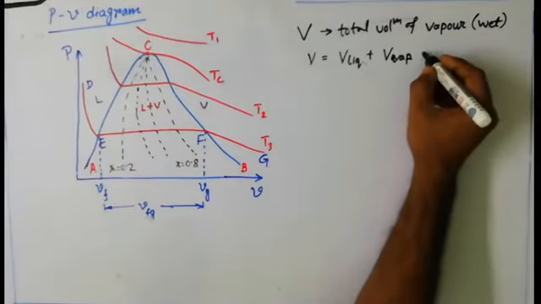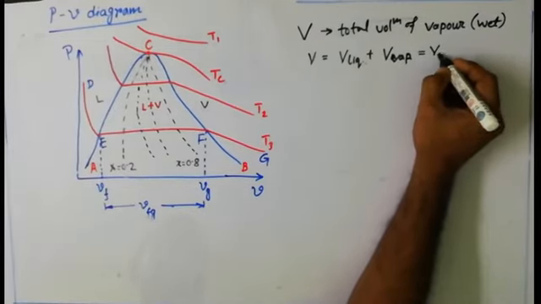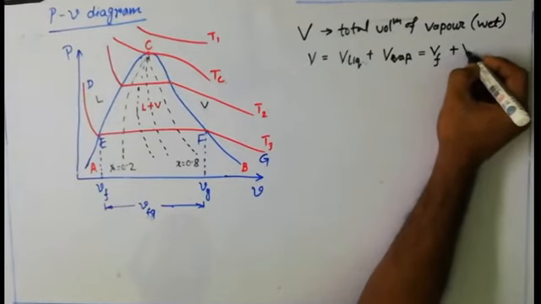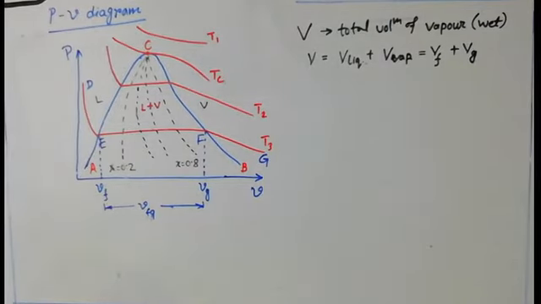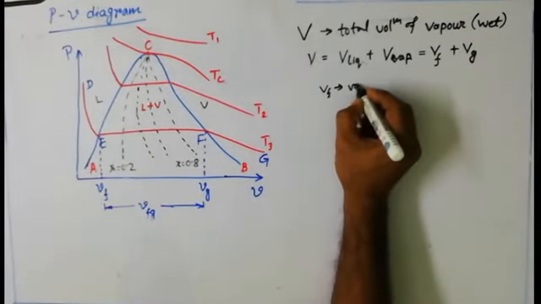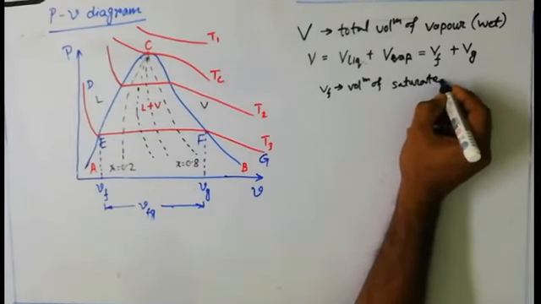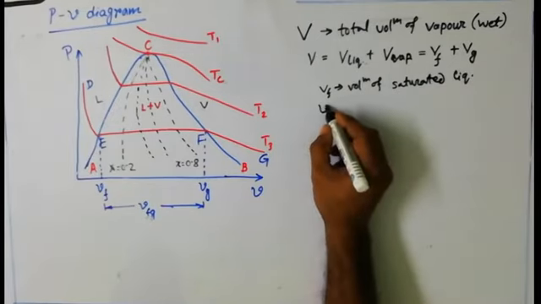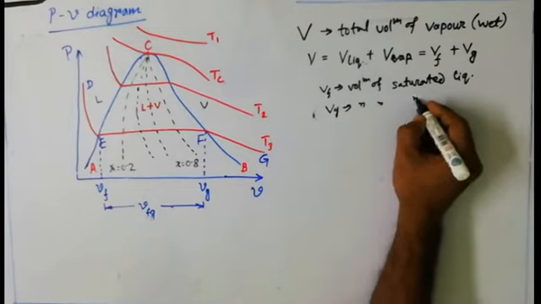Now from the notation point of view, we prefer to express liquid by the F notation and vapor by the G notation. That is the common notation we are going to use frequently over here. F stands for liquid and G stands for vapor, dry vapor. So I can write over here Vf is the volume of saturated liquid, and Vg, they are all capital, is the volume of saturated vapor.